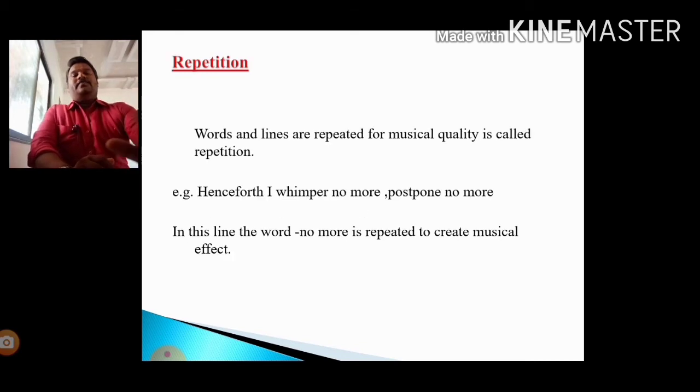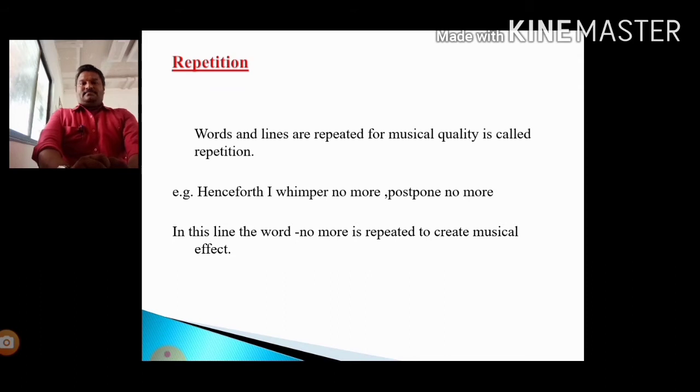Okay. Next figure of speech is repetition. Repetition is very easy to understand. It is a very easy poetic device to understand. In repetition, generally we see the repetition of words or lines. There is a repetition of words and lines in the poem.